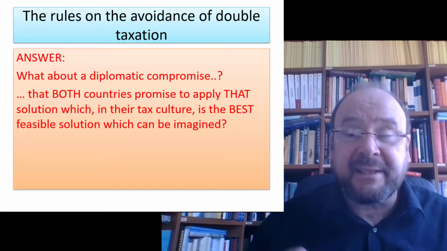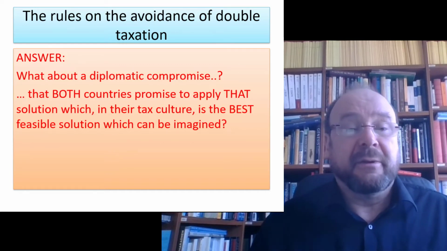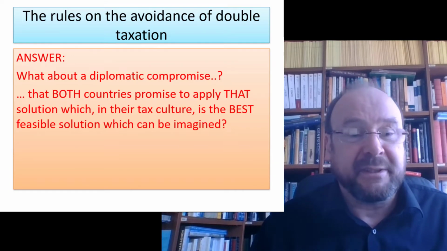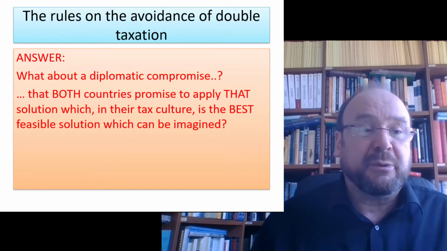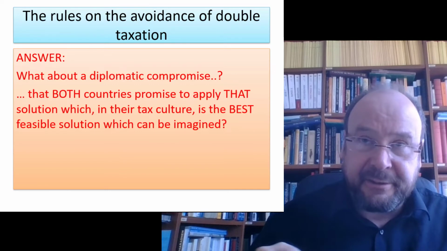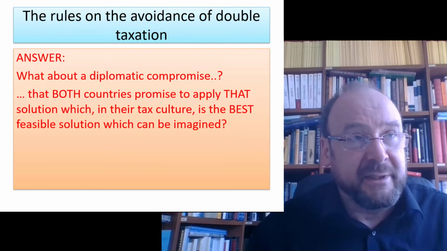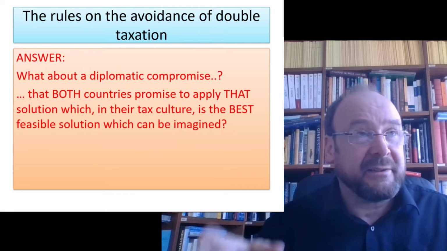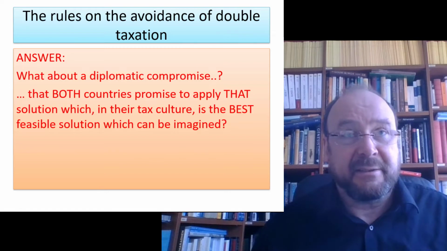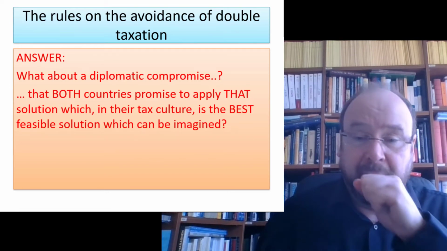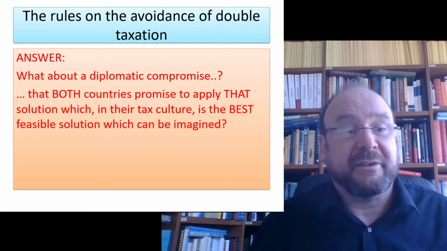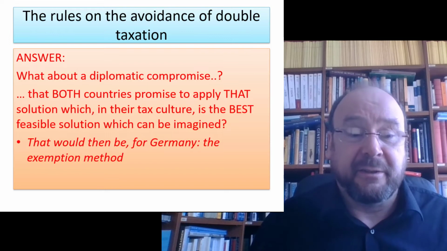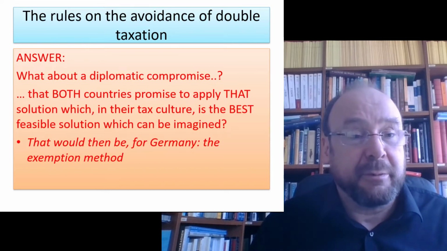So the diplomatic compromise, which in reality deals with the Article 23 problem, is plain and simple: both countries select their variant of Article 23, which they want to promise, and that is then regarded as the best possible solution in their tax system with regard to the relations to the other state, and that is therefore tolerated. And it seems natural that in different cultures the best potential solution is something different. So for Germany, that would be the exemption method, and for the English, that would be the credit method.